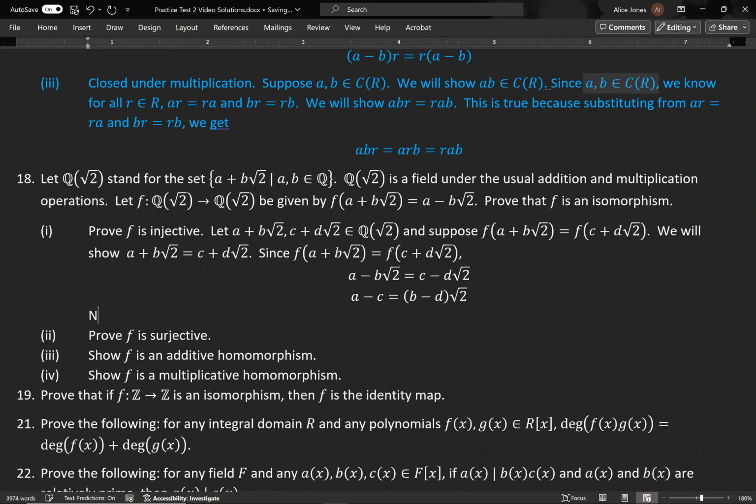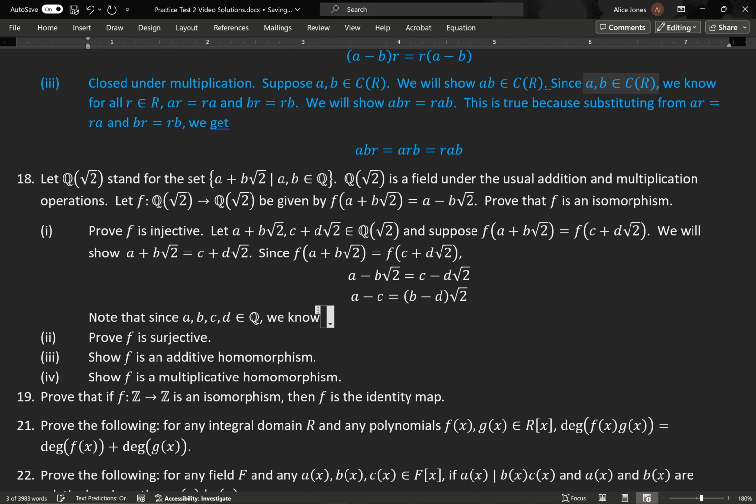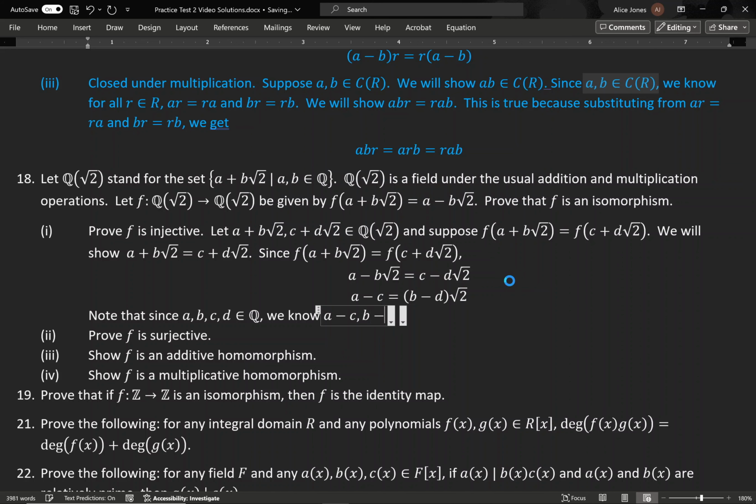So I'm going to write that down first of all. So since a, b, c, d are in Q, we know a minus c and b minus d are also in Q, because Q is closed under subtraction. It is actually a field.